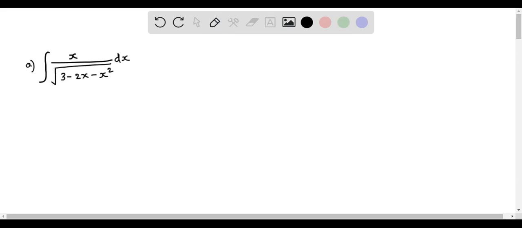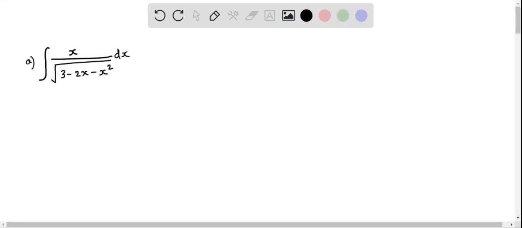We will now see how to integrate this given integral, that is the integration of x over the square root of 3 minus 2x minus x squared dx. I'm going to use the method of substitution. First, I'm going to make the substitution 3 minus 2x minus x squared equals t. So let's use this substitution.